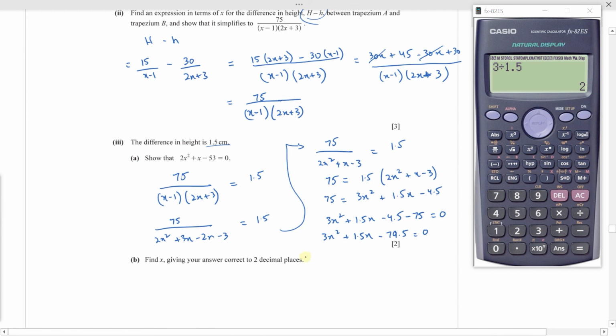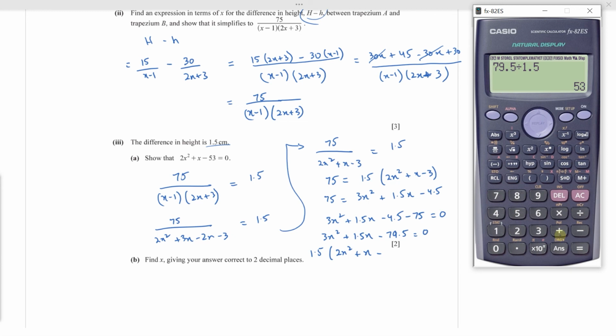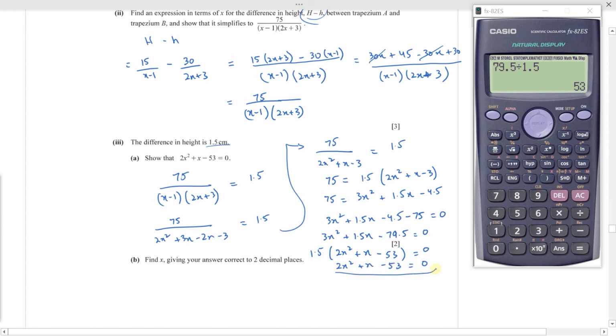Or let me take 1.5 common so that we can show this in the steps here as well. So this will be 2x squared plus x minus, 79.5 divided by 1.5 is 53, equals 0. And then I take this 1.5 to the other side. 0 divided by 1.5 is again 0. So I'm left with 2x squared plus x minus 53 equals 0. So this here is the same as given in the question. So 2x squared plus x minus 53 equals 0.